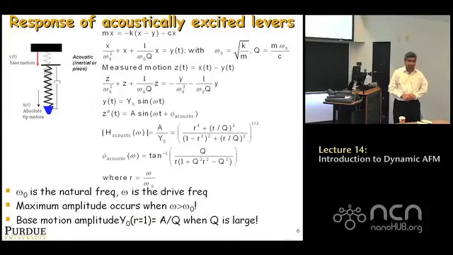Alright, so this is the expression, and this expression has many important things, okay? Let us take some limits of this expression. So let's say that you're shaking at a very, very low frequency. So let's say omega is very, very low, much lower than omega 0, okay? That means that this ratio r is nearly 0, okay? What do you expect? What amplitude are you going to measure if r is nearly 0?